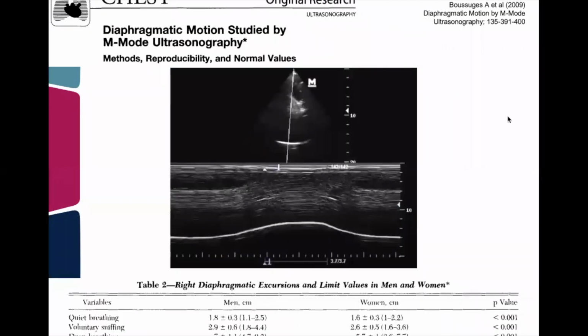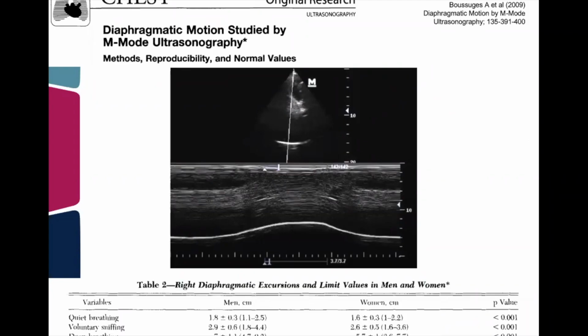But beyond visualization, you can also measure it. This was a prospective study on 210 healthy adults to determine reference values for diaphragmatic motion on M mode. If we use M mode here to cut across this portion of the diaphragm, over time, as the diaphragm moves up, you can measure the diaphragm excursion. And you see that there are different values in men and women for normal quiet breathing, voluntary sniffing, or deep breathing, where the displacement can be 7 centimeters in men and 5.7 centimeters in women.